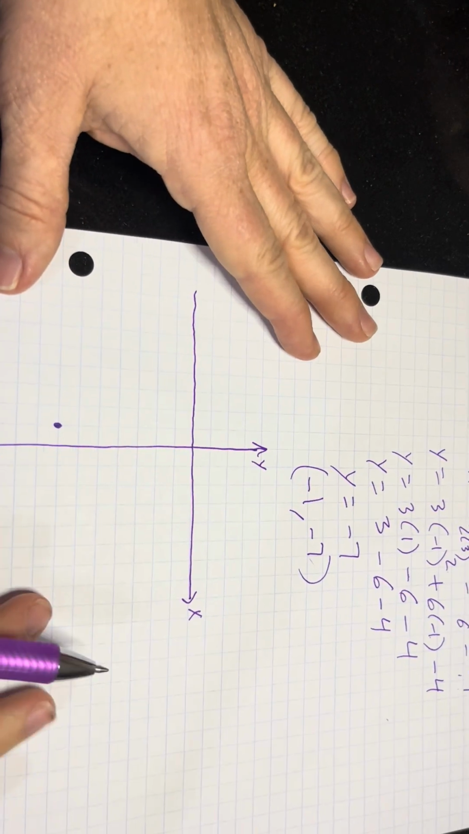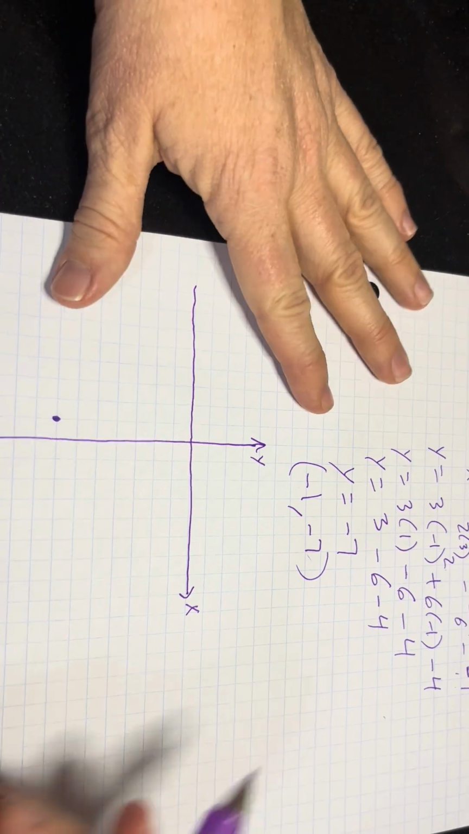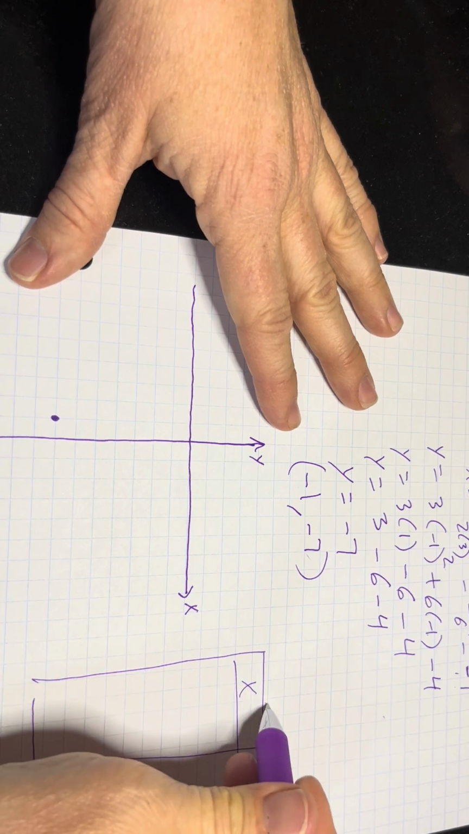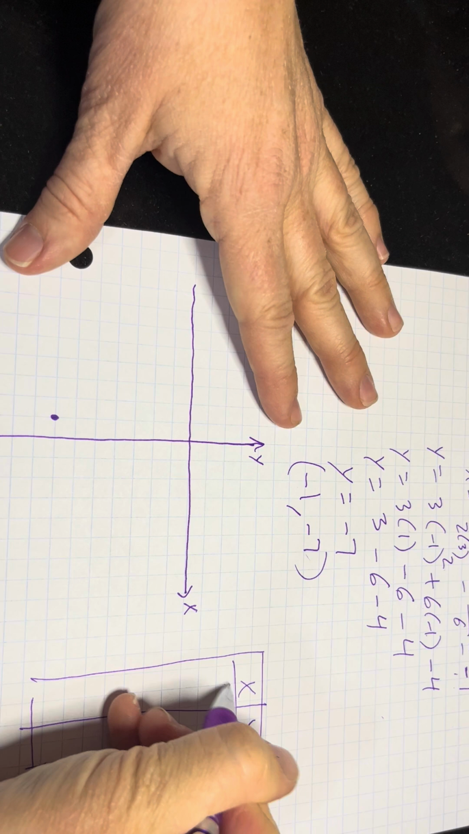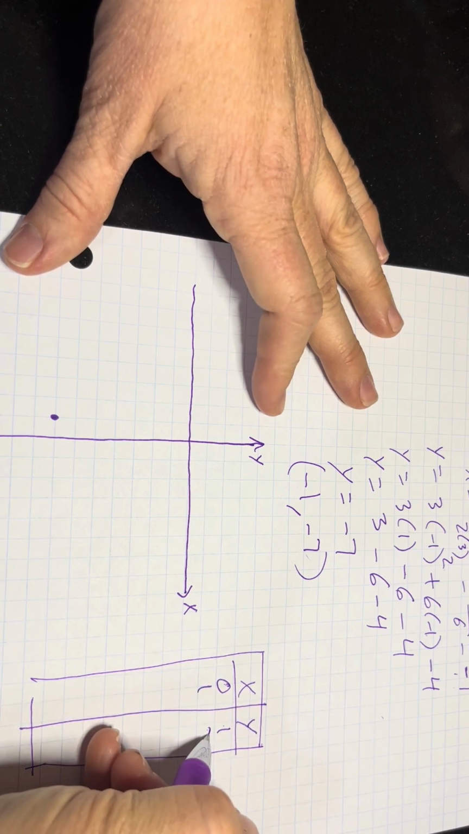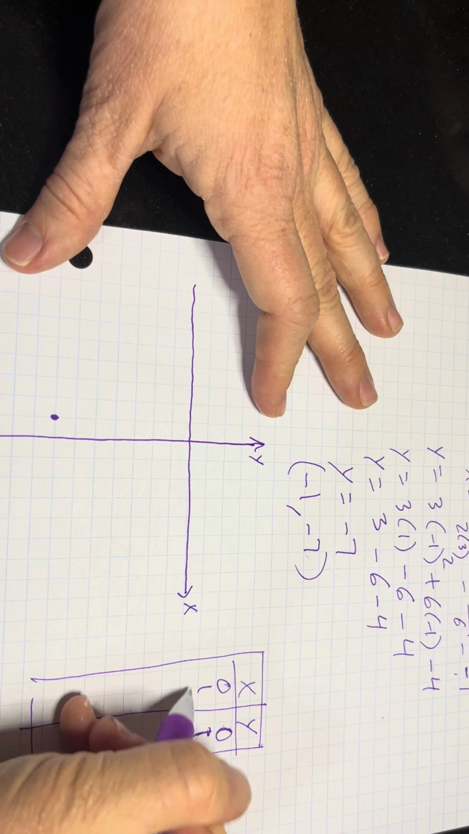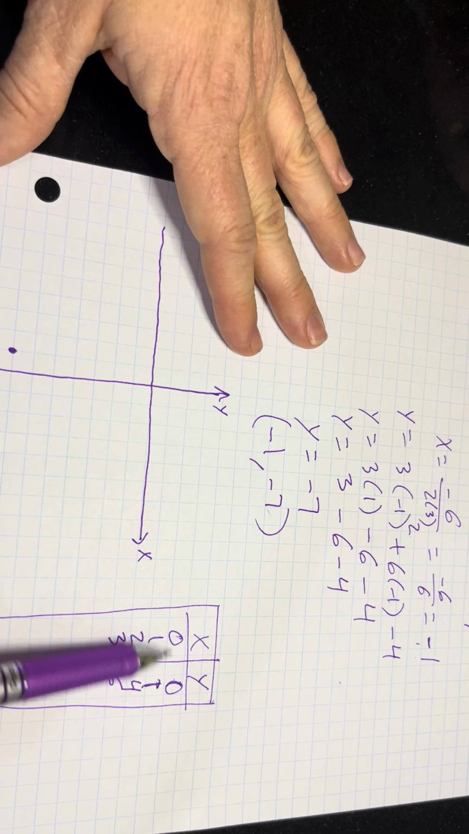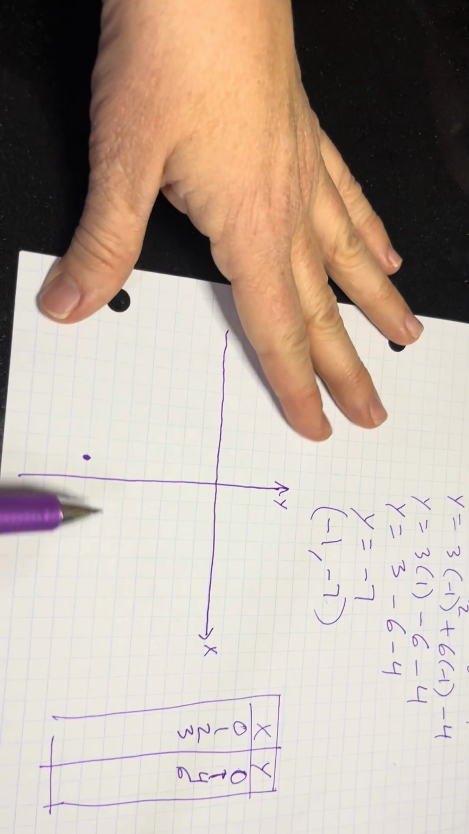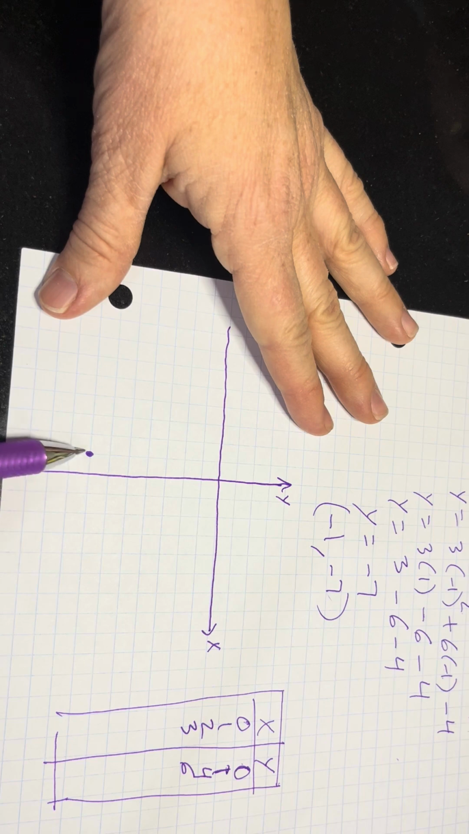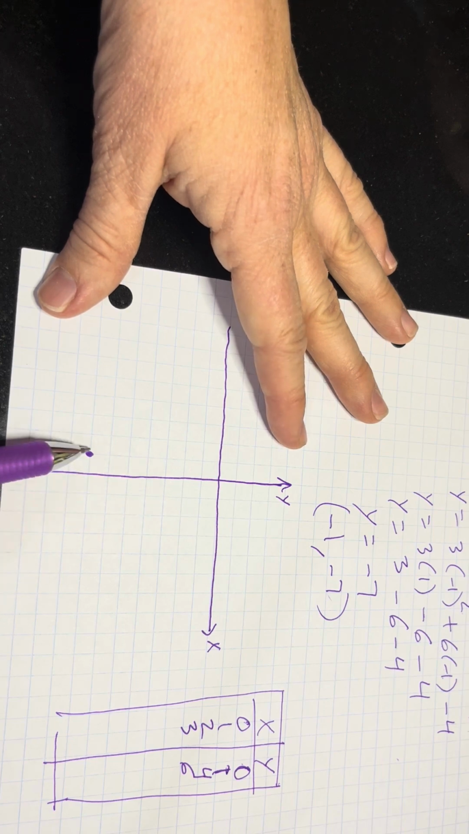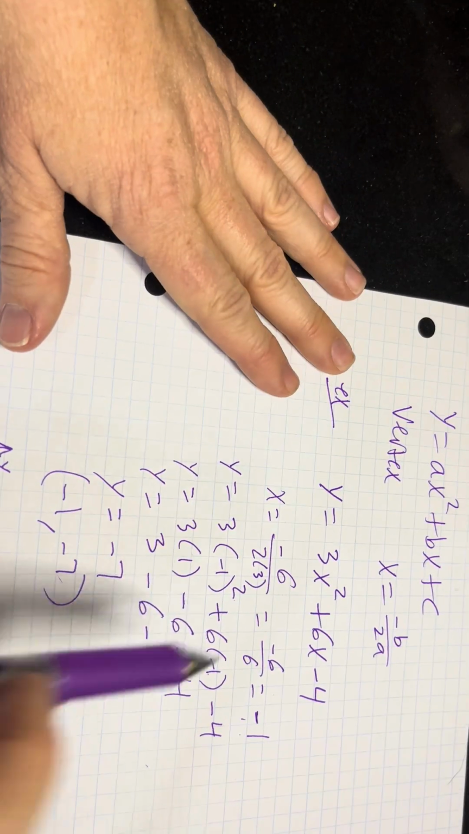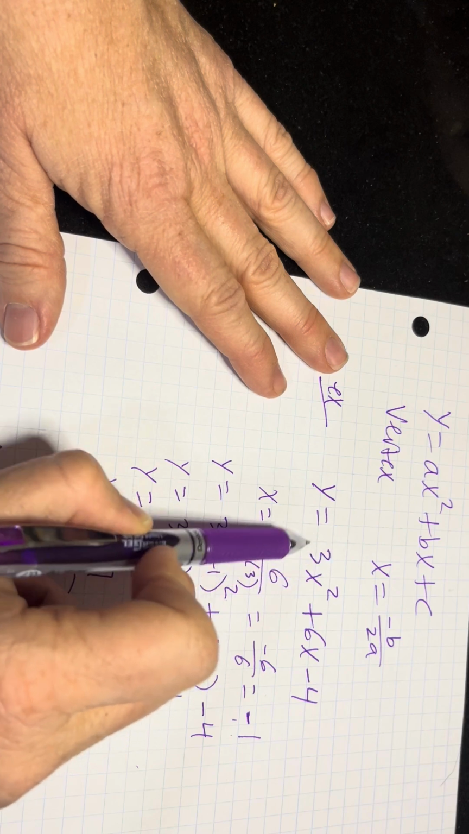Okay, now here's the interesting thing. Remember that table that we had, with 0, 1, 1, 0, 0, 1, 1, 2, 4, 3, 6? Okay, those are all from the vertex. So this tells me I could go to the right 1 and up 1, or right 2 and up 4. It's just the same graph, but it's moved over, except it's also being multiplied by 3.